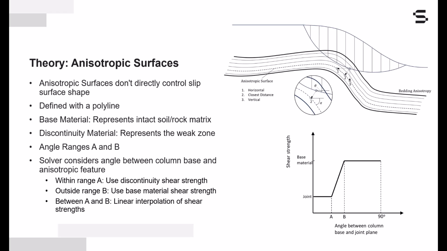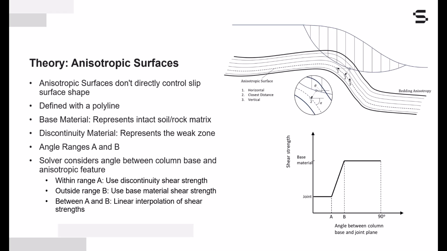The solver calculates the shear strength based on the angle between the column base and the anisotropic feature. Within the range of A, the discontinuity shear strength is used. Outside the range of B, the shear strength of the base material is used. For angles between A and B, the shear strength is computed based on a linear interpolation between the shear strengths of the base and the discontinuity materials.